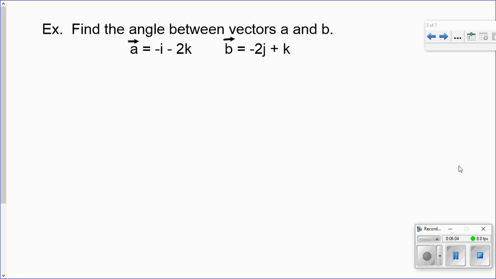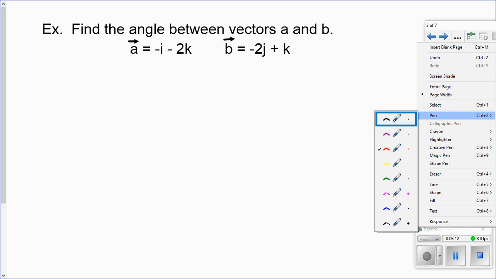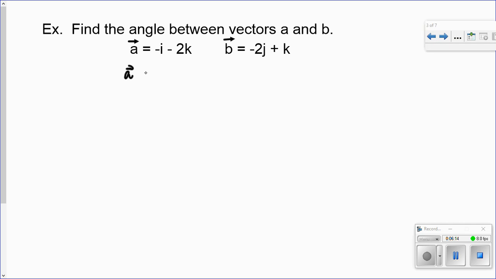Okay, let's find the angle between two unit vector combinations here. So I'm going to write them as components. Vector A will be -1, 0, -2, so it's I, J, K, in alphabetical order. And then vector B is I would be 0, J would be -2, and K is 1.